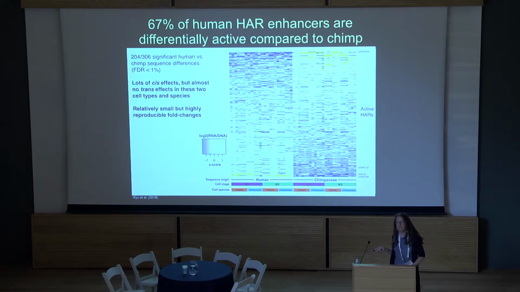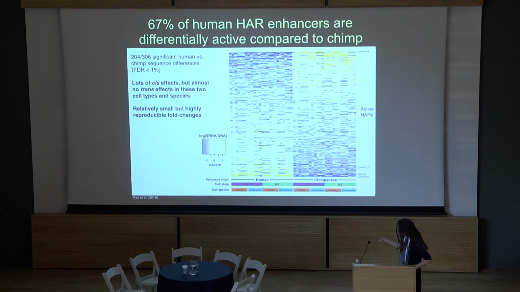2/3 of the HARs that are active enhancers show a difference between the human and chimp sequence that we can say is statistically significant with this amount of data that we collected. So 24 experiments covering these 2 cell stages and the different cell species. You can see that consistency, that lack of trans effects here. If something's blue, it's pretty much blue all the way across.